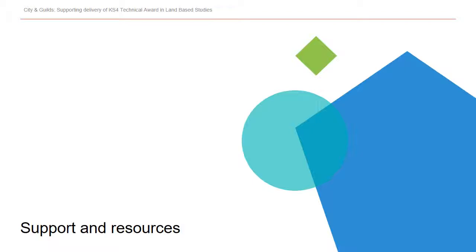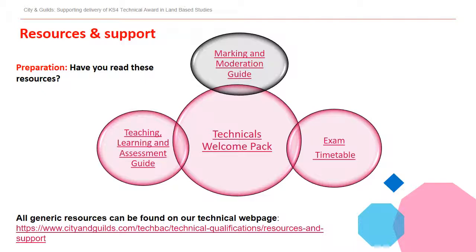Now let's have a look at some of the support and resources City and Guilds can provide to centres. The link shown at the bottom of this slide will take you to the generic Technicals resource and support page. We would encourage all centres delivering technical qualifications to read through the documents provided, as these are aimed to help you plan your delivery, and help understand the assessment methodology of the technical by using the Teaching, Learning and Assessment Guide.